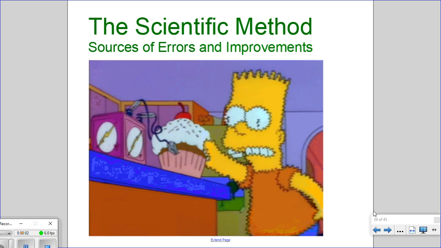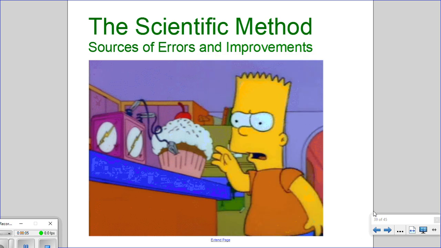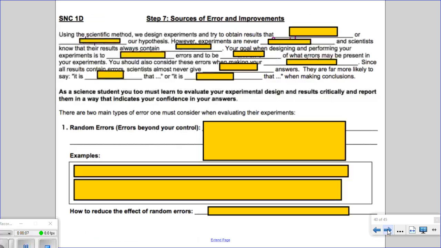In this video, we will go through sources of error and improvements within the scientific method. So looking at sources of error and improvements, using that scientific method, we can design experiments to try to obtain results that prove or disprove our hypothesis. Basically, we're testing our hypothesis.